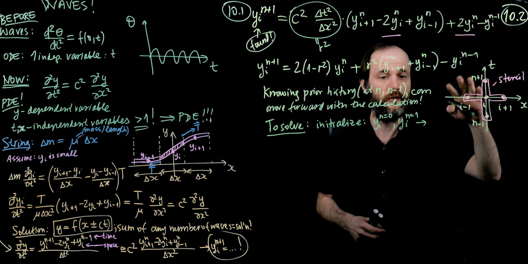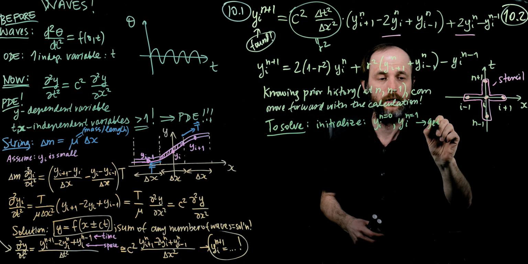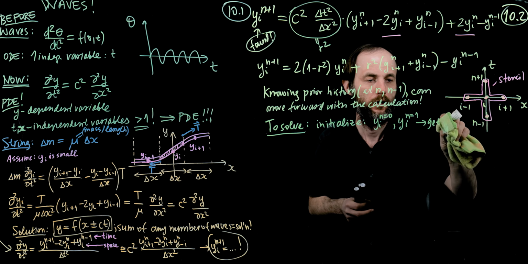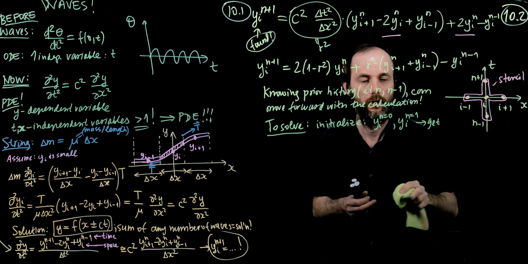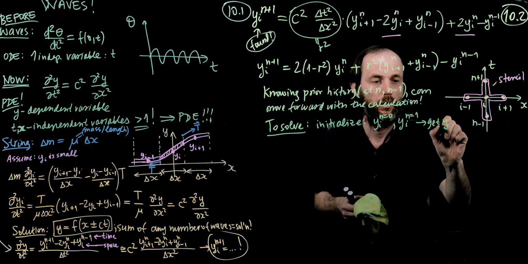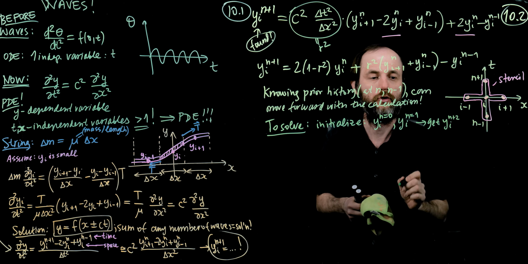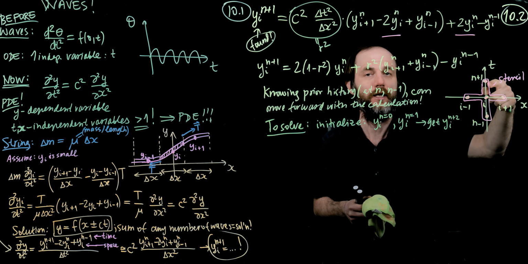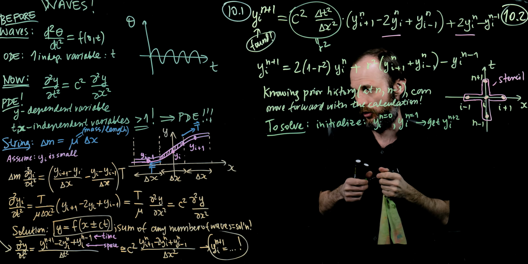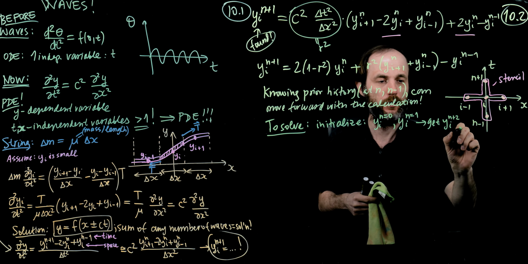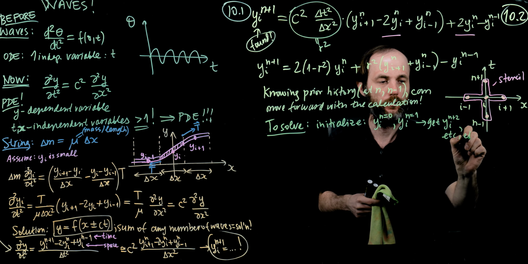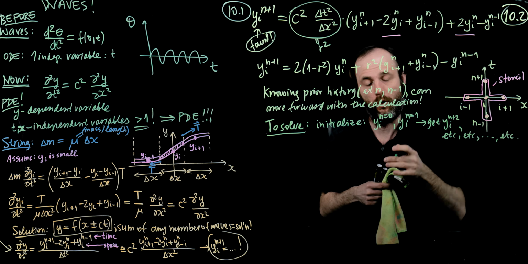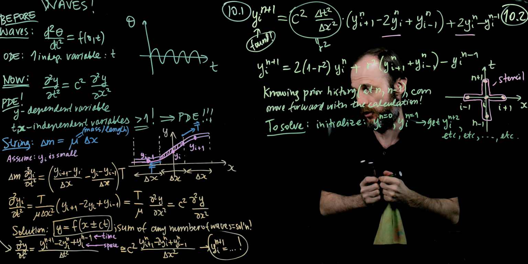And then from this, we will get y_i at n plus 2. Okay, so we set this one, that one, and we get that one. All right, hopefully that makes sense. And then we can keep on going and going into the future, all the way out as far as we need to go in time.